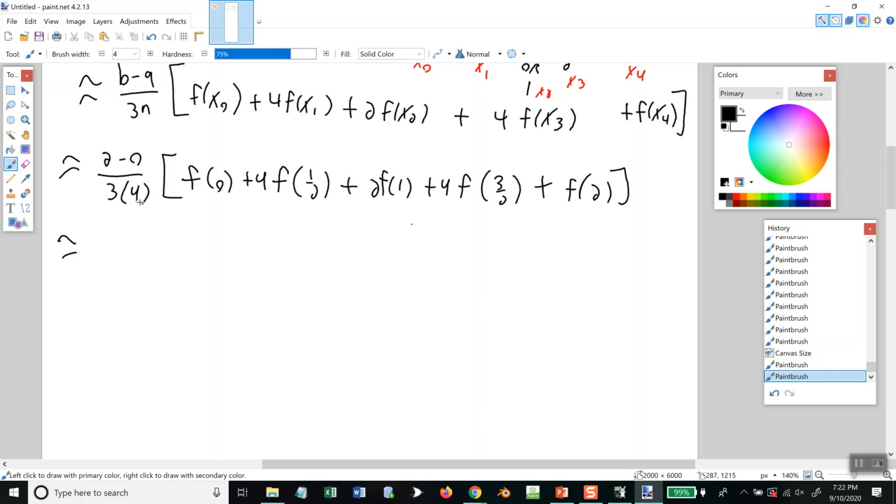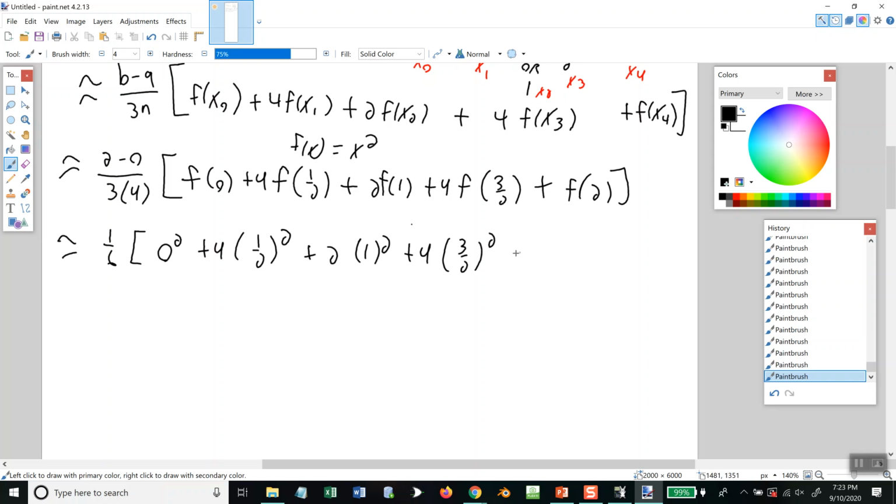Okay, so 3 times 4 is 12. 2 over 12, that's 1/6. Now we're still dealing with that function that hasn't changed, x squared. I'll do a harder one on the second example. So I'll plug 0 in for the x, so I got 0 squared, plus 4 times, plug the 1/2 in for the x, so 1/2 squared, plus 2 times, I'll plug 1 in for the x, so I got 1 squared, plus 4 times, plug 3/2 in, 3/2 squared, and I'll plug 2 in, I got 2 squared.